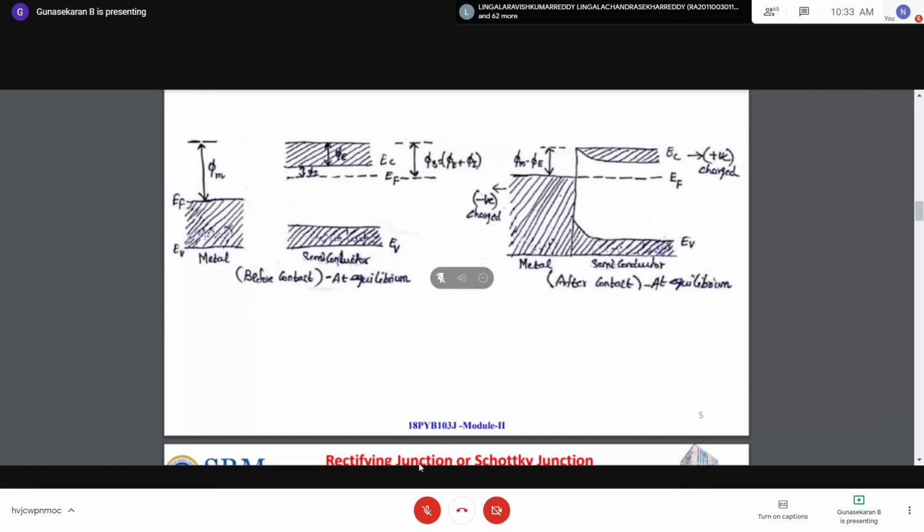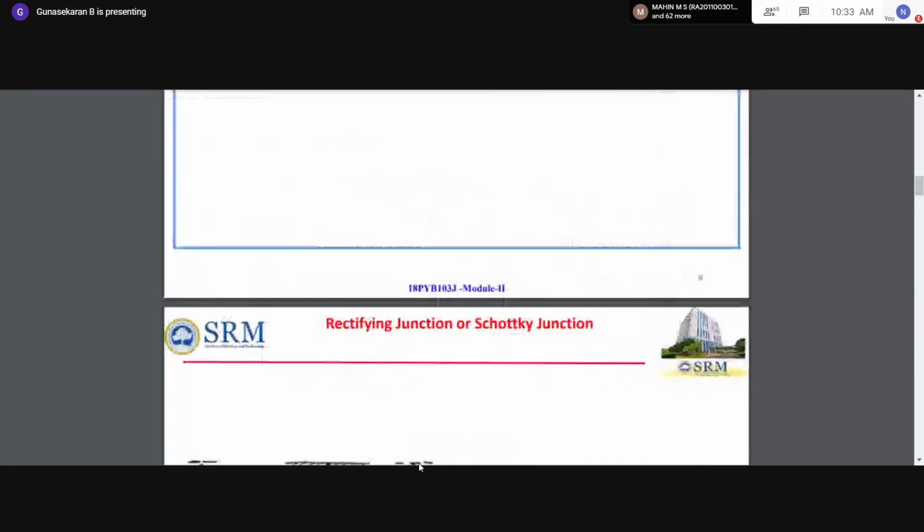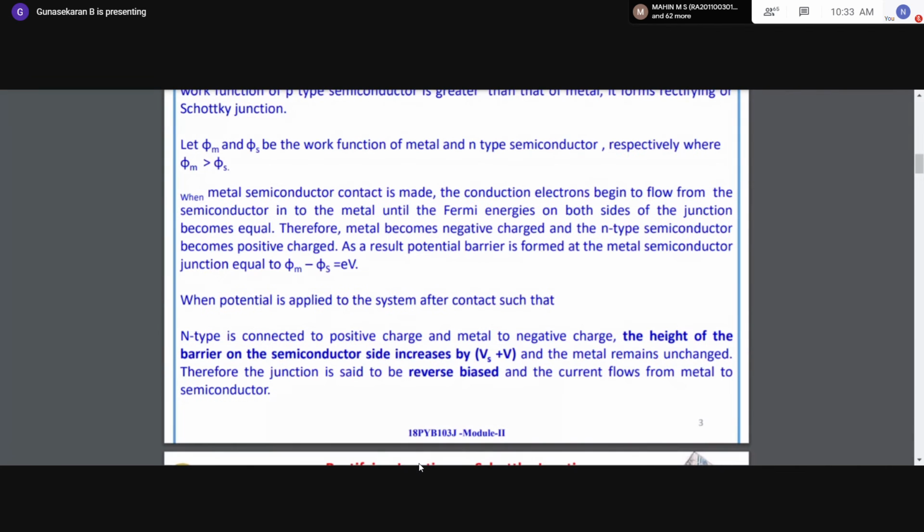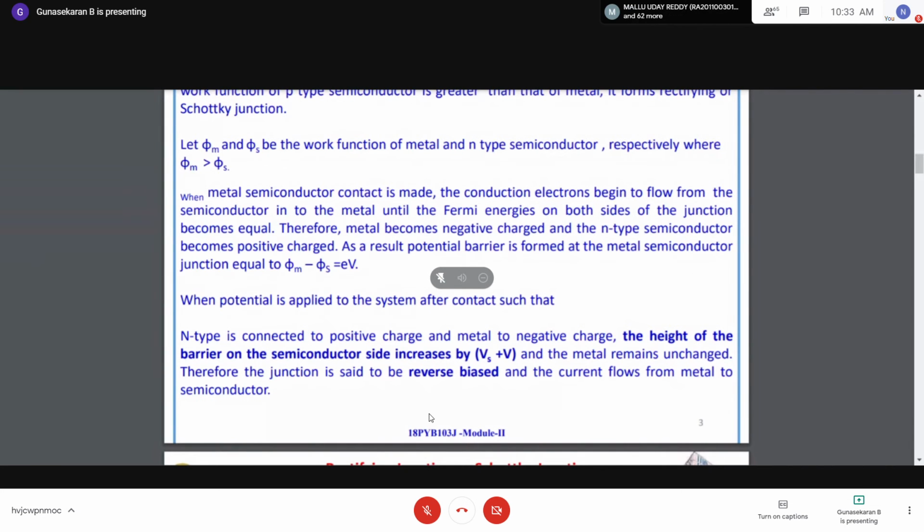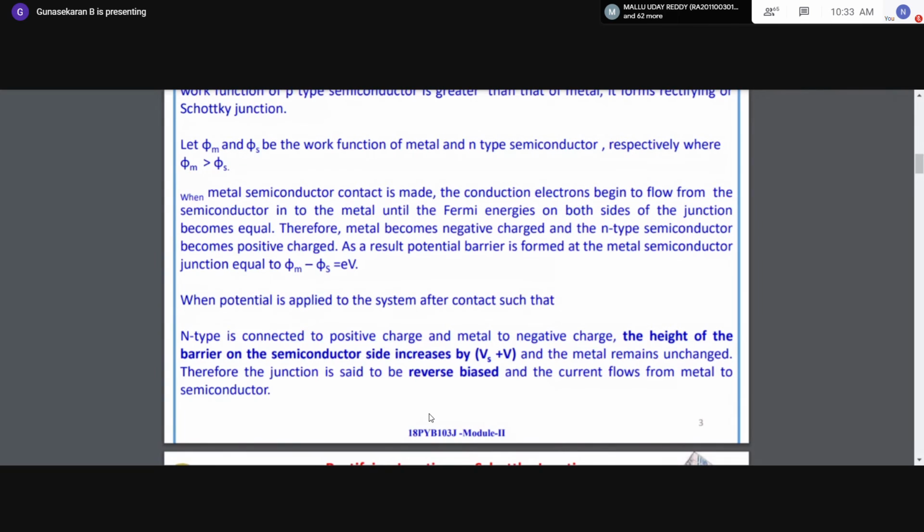So once the metal semiconductor junction is formed, for example here the junction is made. What is the meeting of the junction? The conduction electrons begin to flow from the semiconductor into the metal until the Fermi energy on both sides becomes equal. Therefore, the metal becomes more and more negative, and the semiconductor becomes more and more positive. Due to this, the built-in potential is produced, given by phi m minus phi s equal to eV.